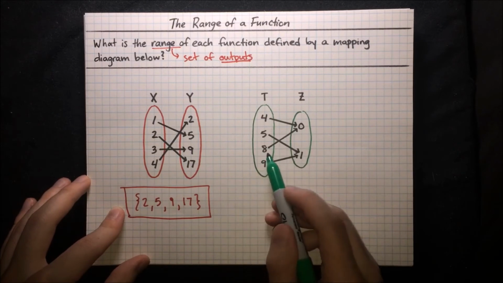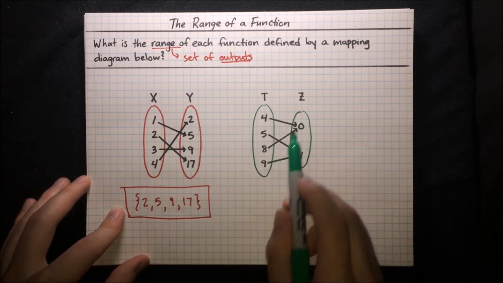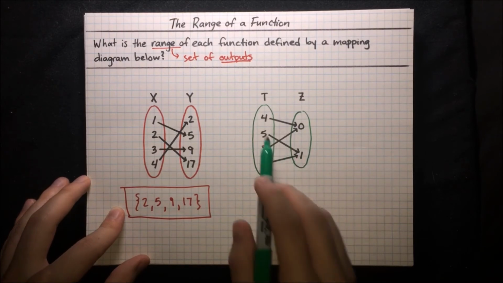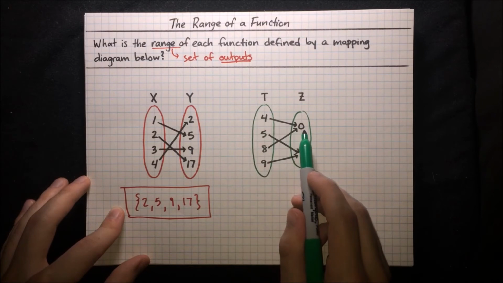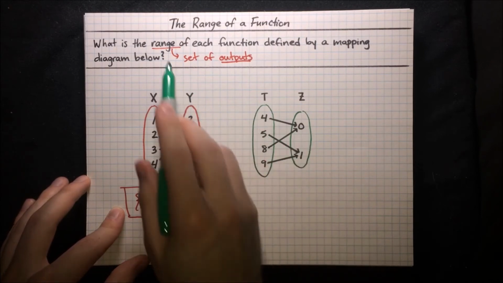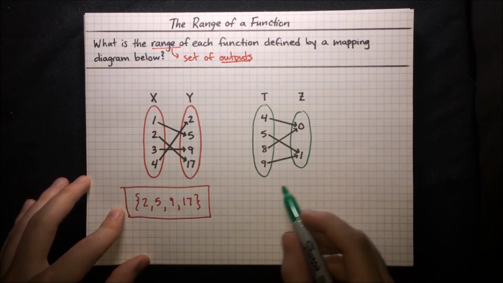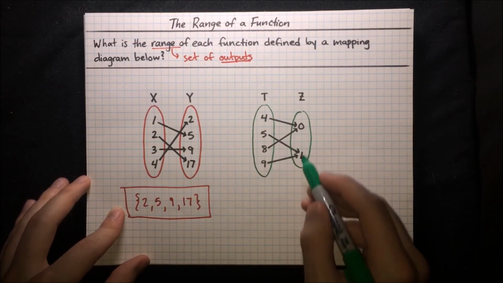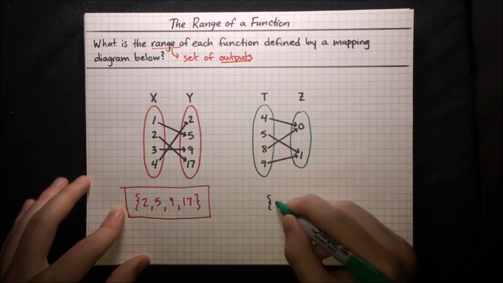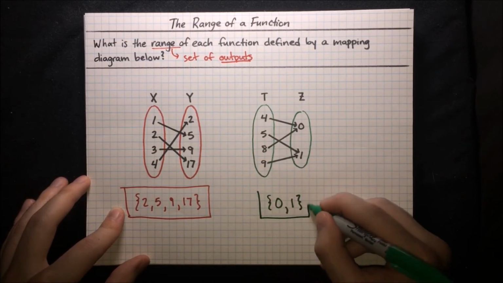Alright, this next function maps 4 to 0, 5 to 1, 8 to 0, and 9 to 1. So some of these outputs are repeated. For example, 4 and 8 both map to 0. But for the purposes of computing the range, this doesn't really matter because we just want the set of outputs. So it doesn't matter how many times they're repeated or not. If they exist as an output, then they're in the set. So the two outputs here are 0 and 1. So that is our set, {0, 1}, which forms the range of this function from t to z.